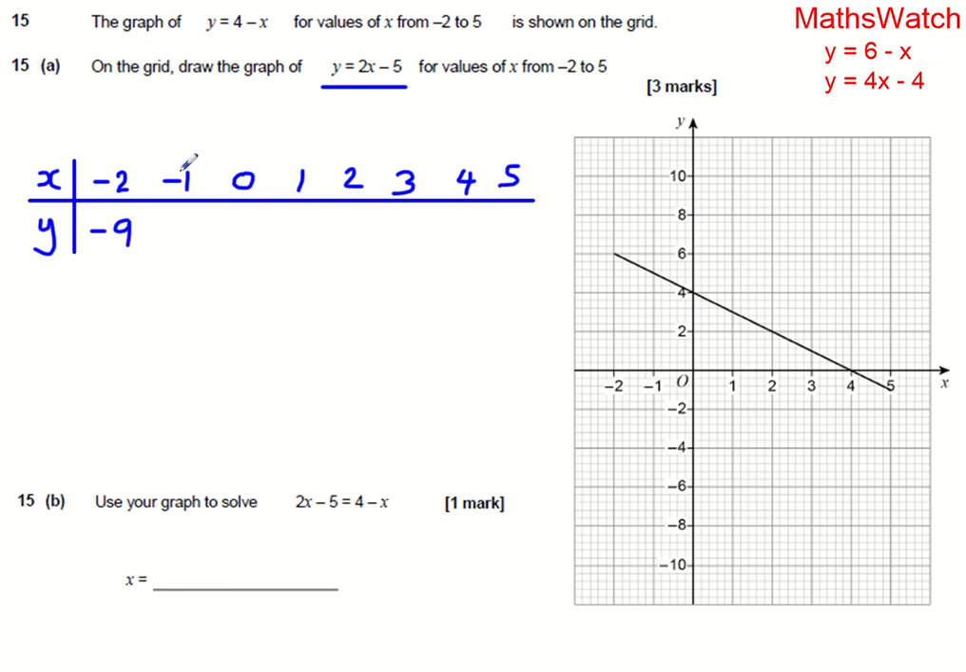2 times -1 is -2, and -2 minus 5 gives us -7. 2 times 0 is 0, minus 5 is -5. 2 times 1 is 2, minus 5 gives us -3. 2 times 2 is 4, minus 5 gives us -1. 2 times 3 is 6, minus 5 is 1. 2 times 4 is 8, minus 5 is 3. And 2 times 5 is 10, minus 5 is 5.